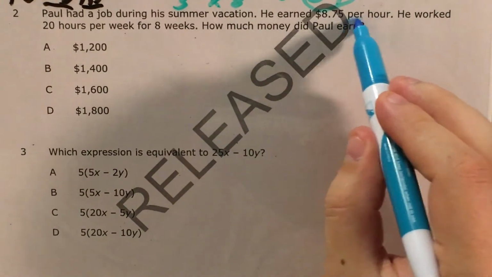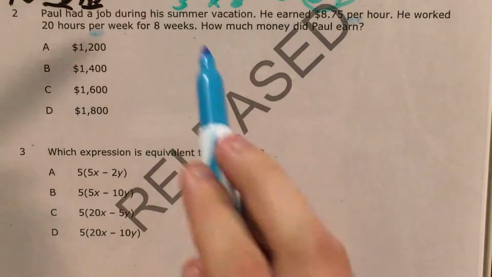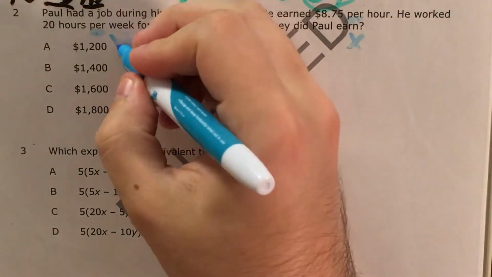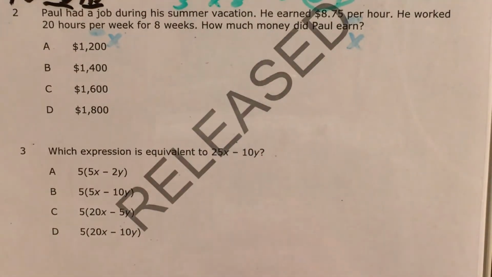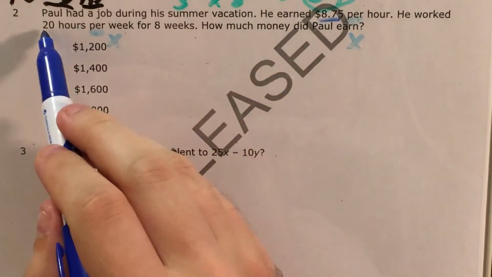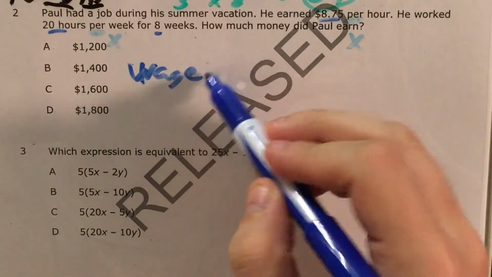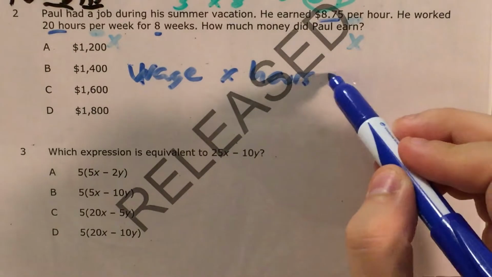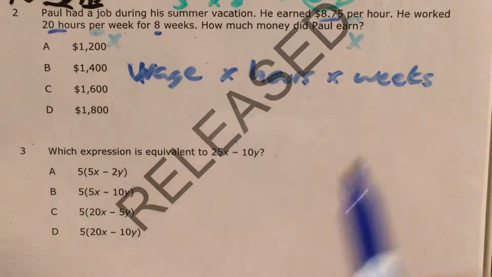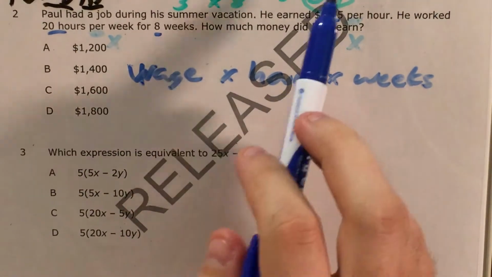Alright, so I'm going to start with my translating bit, and I'm going to look at this word per, and then I see the word per another time down here. Anytime I see the word per, that tells me that I'm going to be multiplying. And since I see the word per twice, that tells me pretty reasonably that I'm going to have to multiply twice. Specifically, I'm going to multiply 3 numbers representing my wage, my hours, and my weeks.